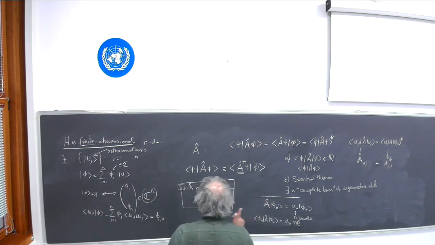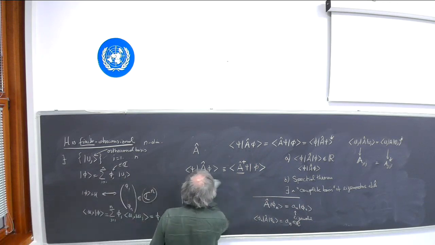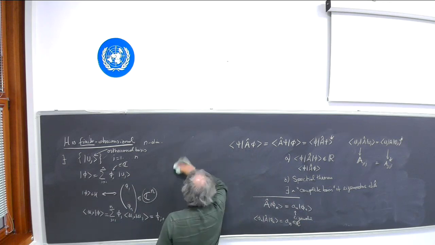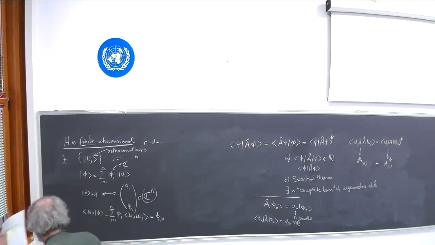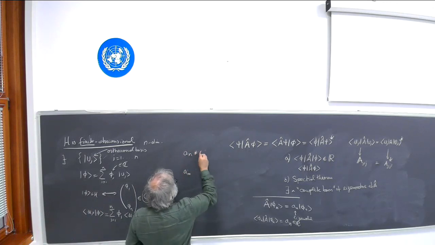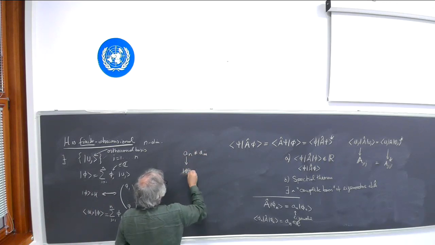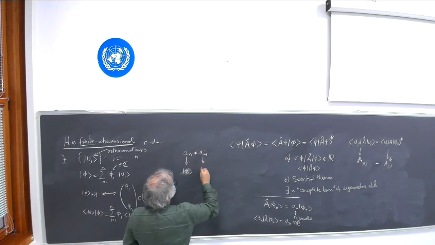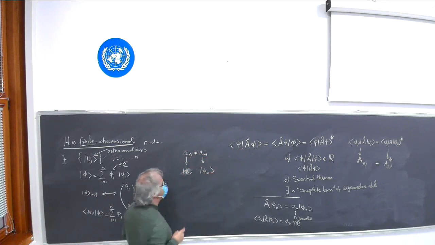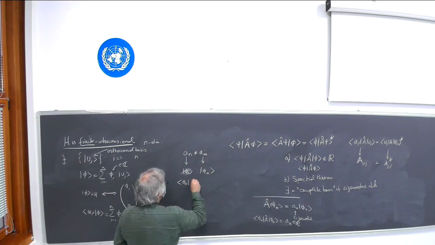There is a second simple property, which is also quite important. Suppose that I have two different eigenvalues. One is An and another is Am, different from An. This is associated to a state Pn, and this is associated to a state Pm. Now, you can prove that these two elements are orthogonal, for sure.